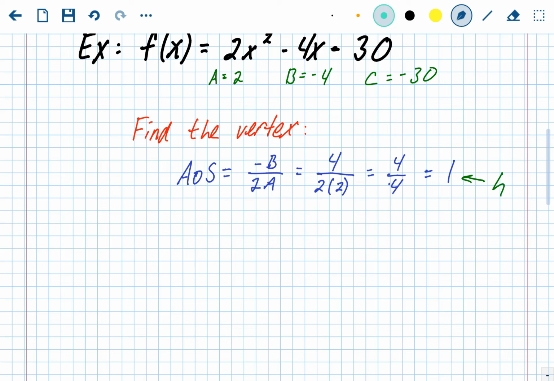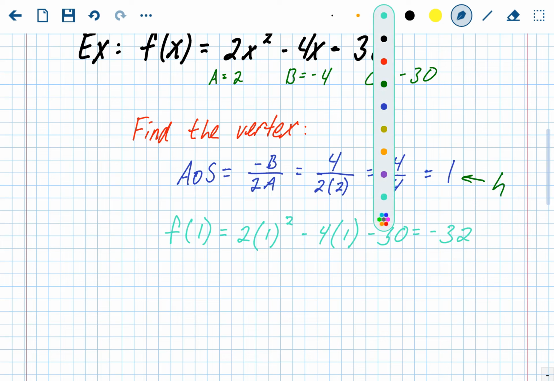Now we have to find the y value of the vertex. The y value of the vertex is always found by plugging in the x value. So we're going to find f of 1 instead of f of x. Wherever we see x, we're going to plug in 1. So 2 times 1 squared minus 4 times 1 minus 30. That's 2 minus 4 minus 30, which is negative 32. That's the y value of the vertex, but in vertex form, it's represented by k.